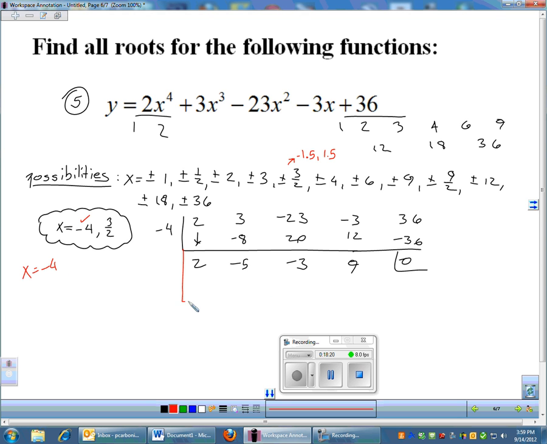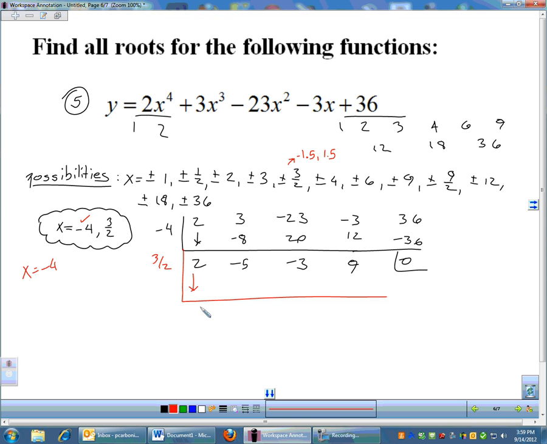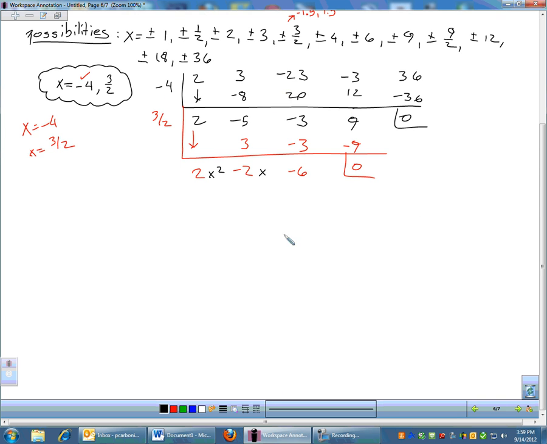And then I will bring 3 halves through, which fractions are kind of scary. But if this does work, it's going to end up being sexy. So 3 halves times 2 is 3. Negative 5 plus 3 is negative 2, so I'll be negative 3 when you multiply. Negative 3 minus 3 is negative 6. 3 halves times negative 6 is negative 9, and I do get a remainder of 0. So those 2 did work, and since I don't think any of my other possibilities work, that means I'm going to go with this equation, which is now 2x squared minus 2x minus 6, and I'm going to set that equal to 0 and see if I can find my other roots with algebra.